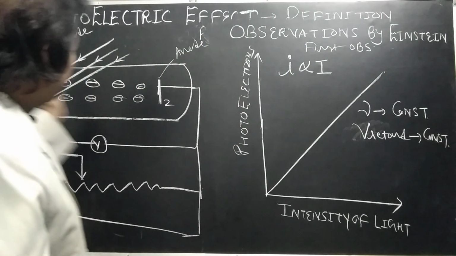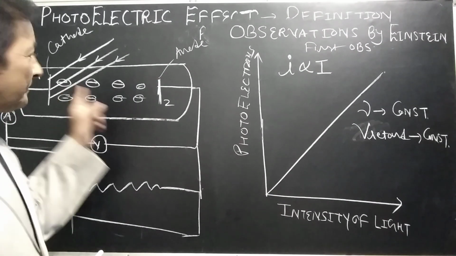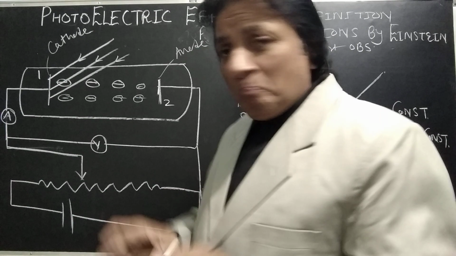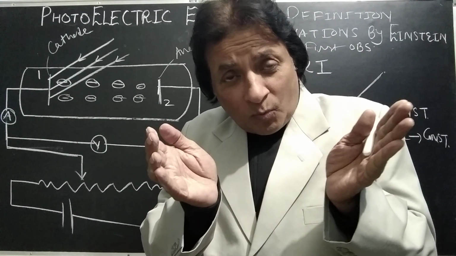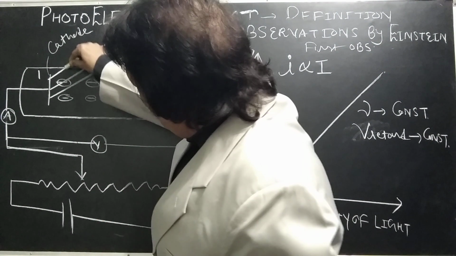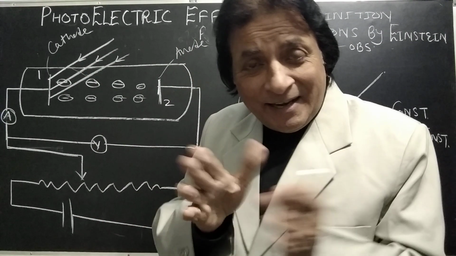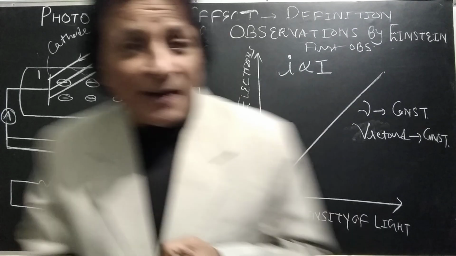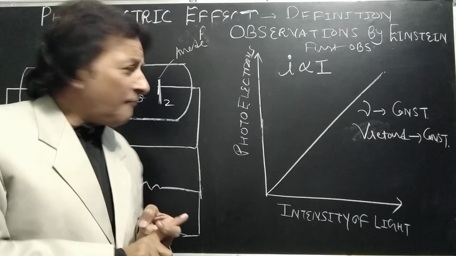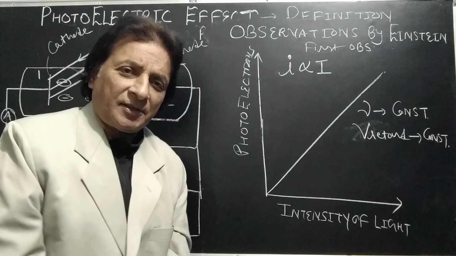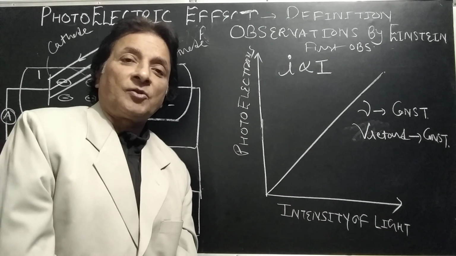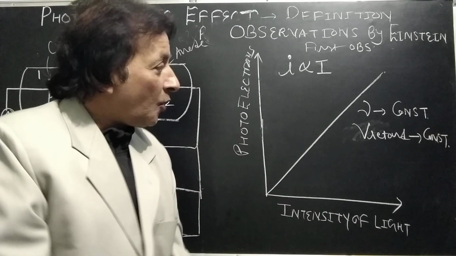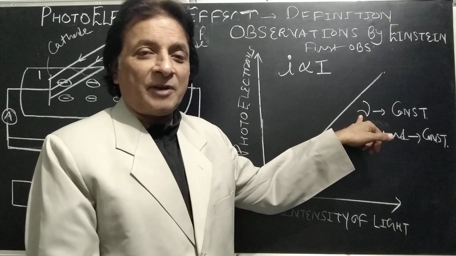Now, light is made incident here. By opening the window, we can increase the intensity of light. When we increase the intensity of light, what do we find? The current is increasing. Which current? Photoelectric current. Interesting. What is kept constant? The frequency.